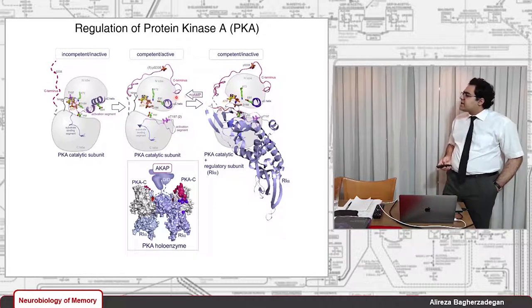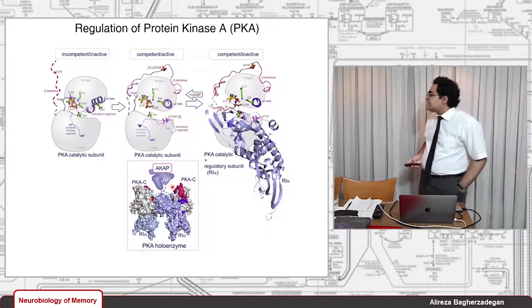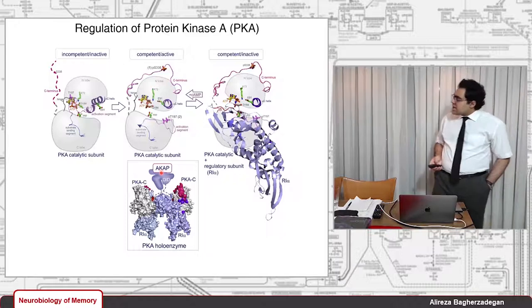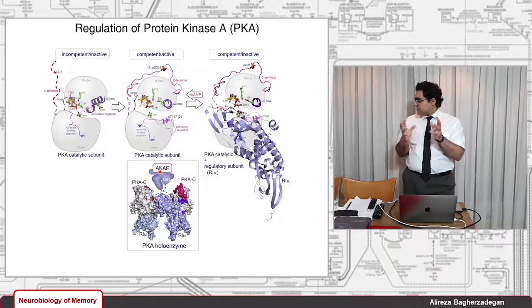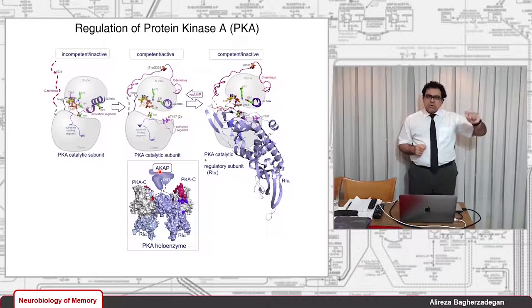And you can see when cAMP is added, this is removed, and now we have a competent and active protein kinase A. Sometimes two protein kinase A's can form dimers. For example, this is protein kinase AC, two of them, and they have a dimerization domain. The role of this dimerization domain is that it binds to another protein called A kinase anchoring protein, and this AKAP anchors protein kinase A, or this whole enzyme or dimer, to, for example, the nuclear membrane or the membrane of other organelles in which these enzymes are needed.